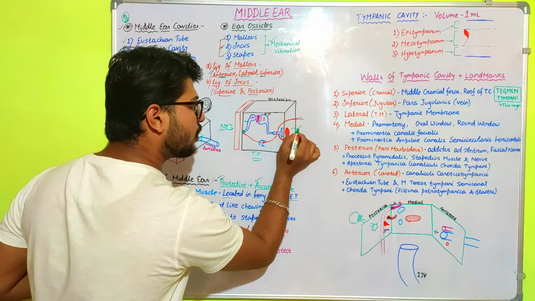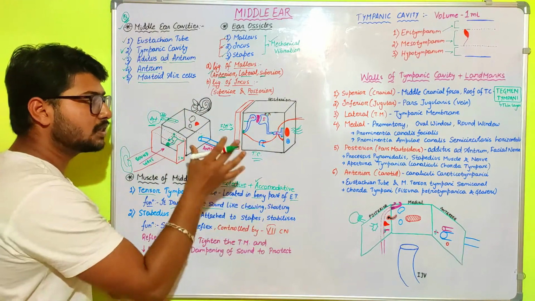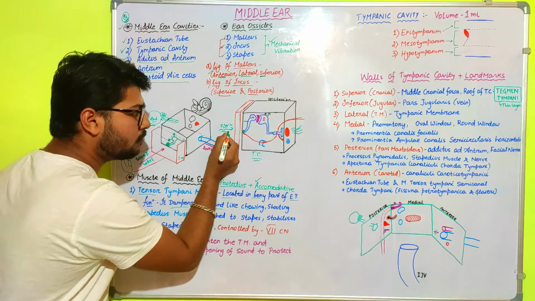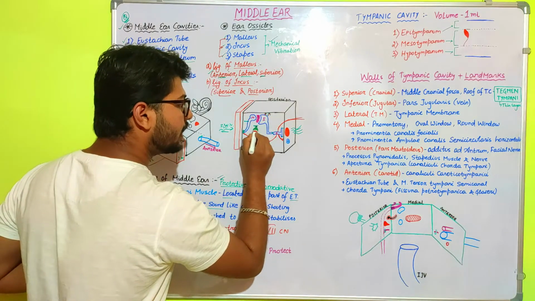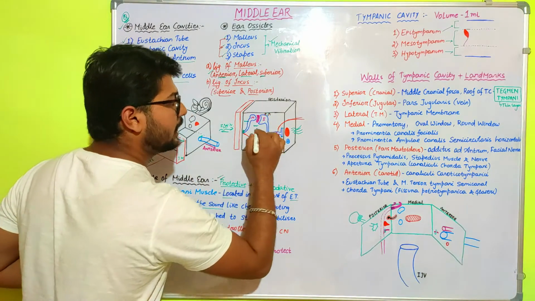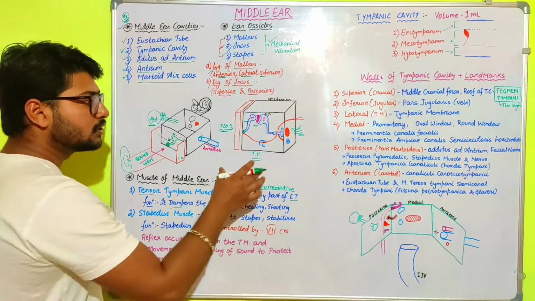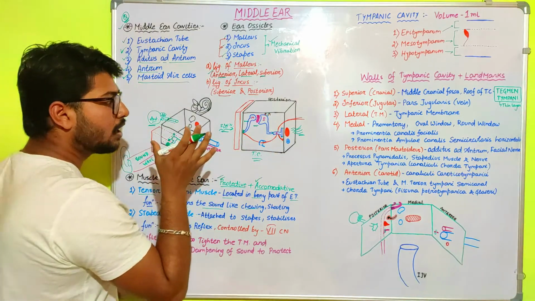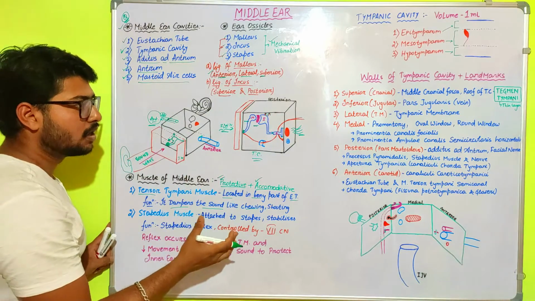vibration inside the fluid also. Okay, that is the reason why this transformation of energy takes place from the sound energy to mechanical energy, and from the mechanical vibration energy it gets transformed into fluid energy. Okay, so the energy is conserved in this manner, and we now know how the energy transformation takes place.